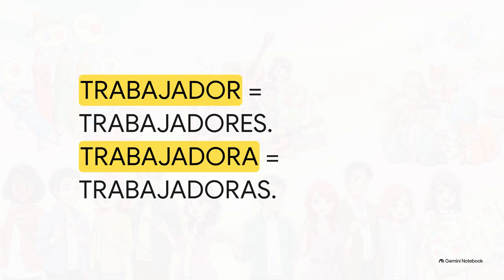But look right below it. If we're talking about a hardworking female, the word is trabajadora. It ends in an A, which is a vowel. So we just revert to our first rule, add an S, and we get trabajadoras. It's incredibly logical once you see it laid out visually like this.